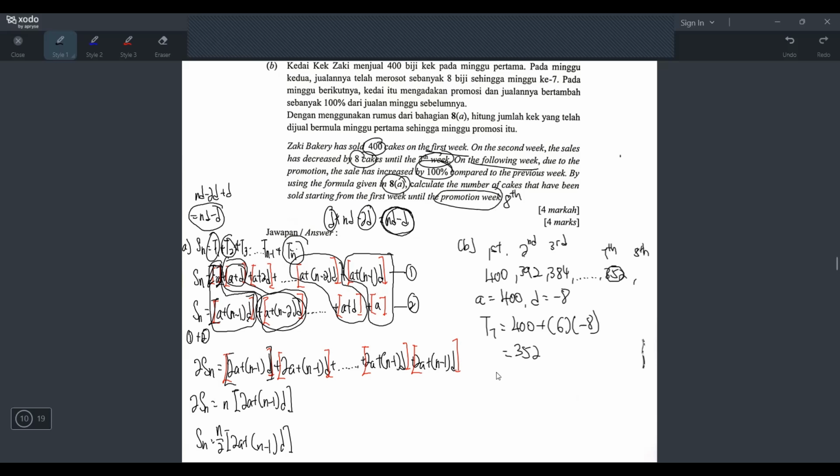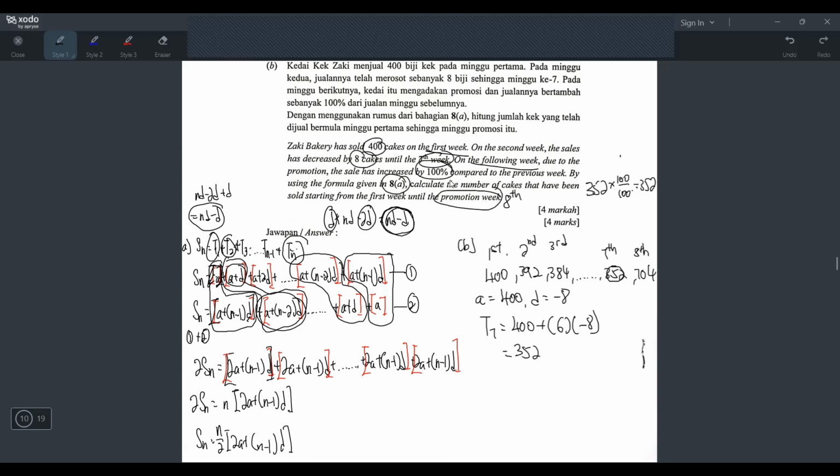So what do you think is the 8th week? The 8th week will be 352 times 100%, which is 352 times 100 over 100. But you already know you will get 352, and you don't tell me the 8th week is 352. The 8th week will be 352 plus 352, or you can say 352 times 2, because increase 100% means times 2. So what is 352 times 2? You can press calculator, you get 704. So this 704 is the 8th week.